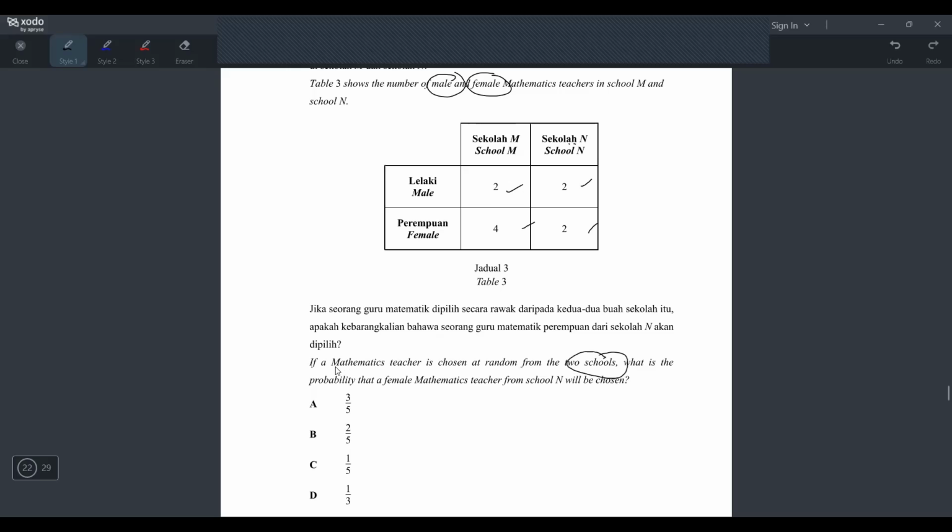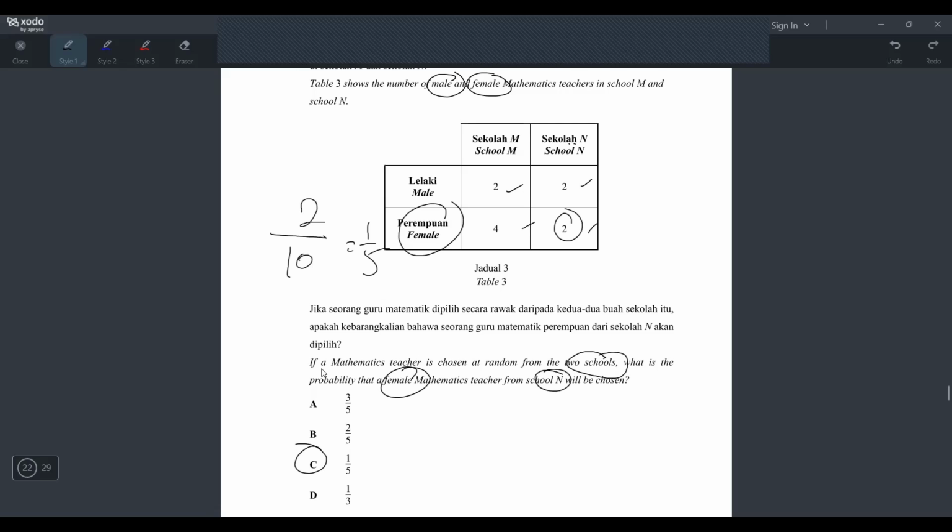And this person is choosing from 2 schools. So I think I have to add all together. So 2 plus 2 plus 4 plus 2 will be the total. So 2 plus 2 is 4, 4 plus 4 is 8, 8 plus 2 is 10. So the total is 10. Okay. But the number of females in school N is only 2. So the answer is 2 over 10, which is 1 over 5. So I think the answer is C, right?